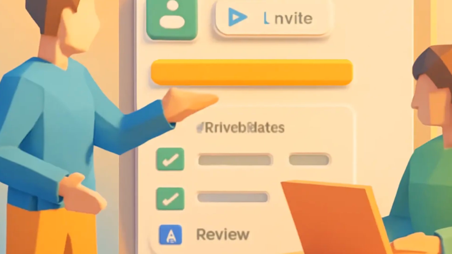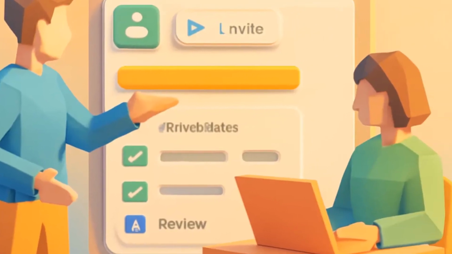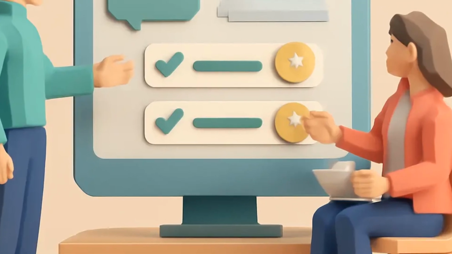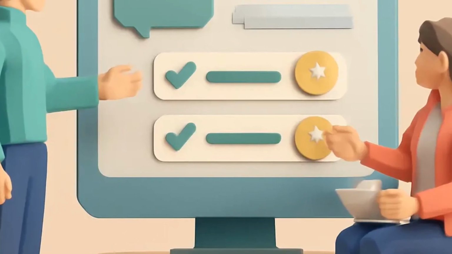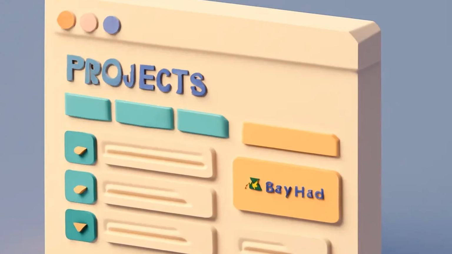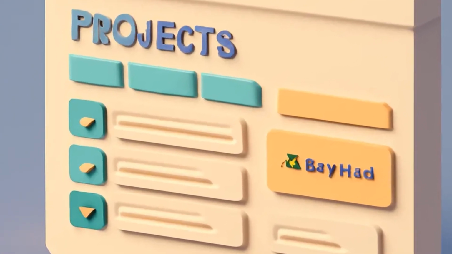Step 5. Make it client-friendly. Some tools allow you to invite clients as guests. Use this to share timelines or deliverables, assign review tasks, centralize feedback, avoid scattered email chains. Just don't overwhelm them. Keep it simple and clear.